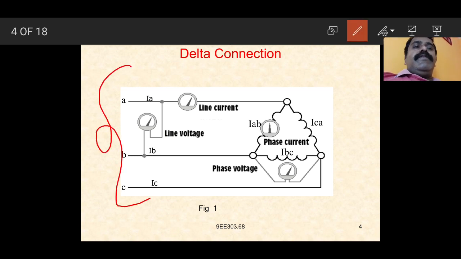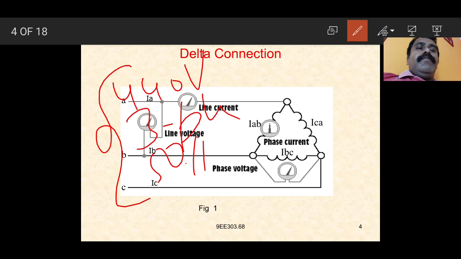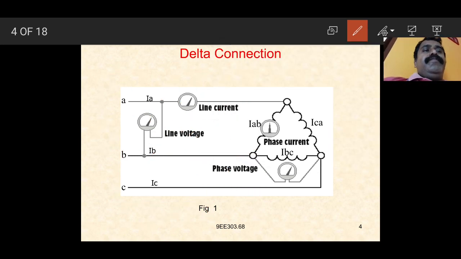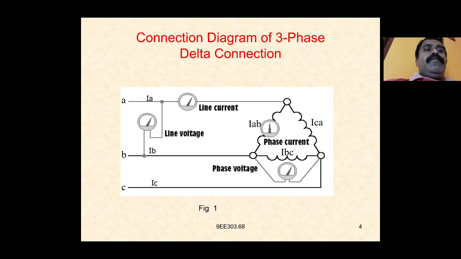The supply voltage is 440 volts, 3 phase, 50 hertz supply. The 3 phases are connected, and whenever the supply is given, the current flows in all the 3 windings, which induces the EMF and sets up the flux. The current IA flows in the windings A, B and C.